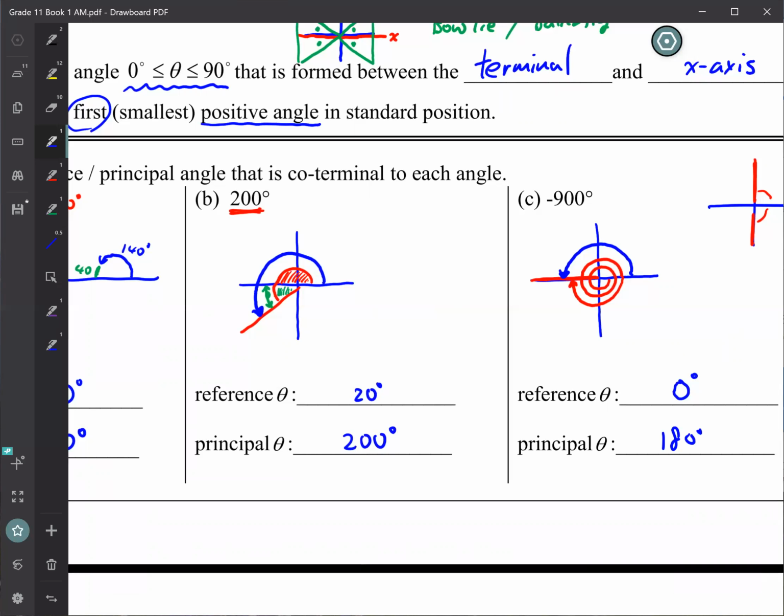So it's always less than 360, right? Because you have an arm in one of the 4 quadrants. The first time it hits the arm, then you call that the principal angle.